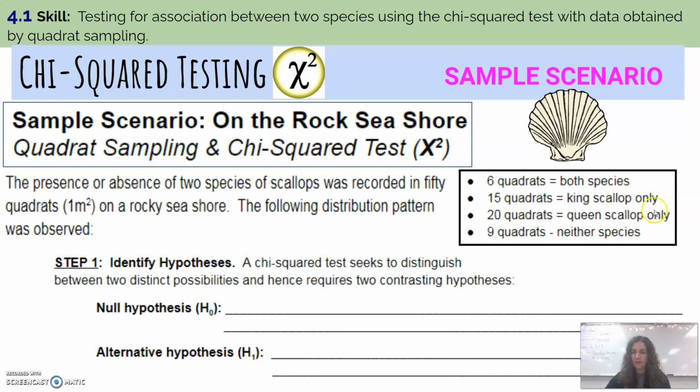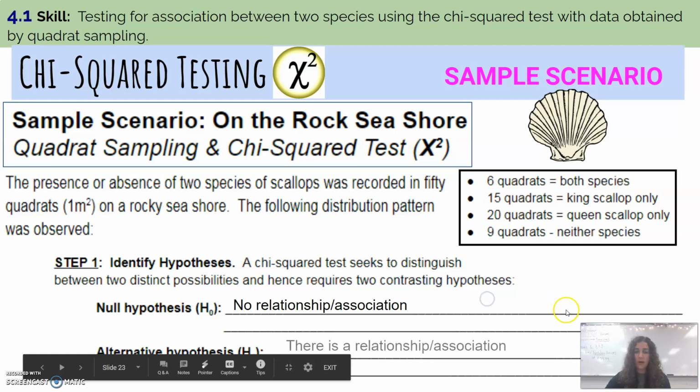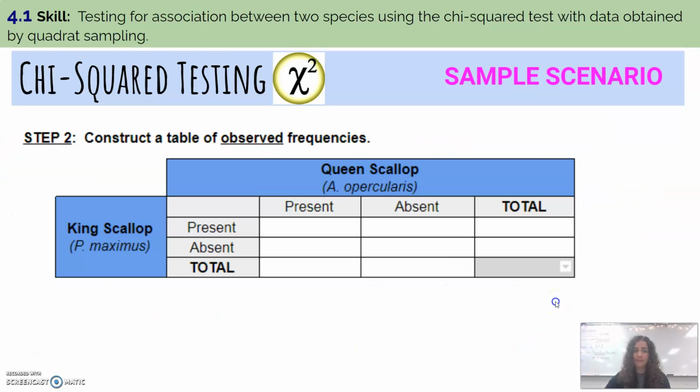And that distribution pattern is in this rectangle over here. You can see 6 quadrats had both species, 15 quadrats had the king scallop only, 20 quadrats had the queen scallop only, and 9 quadrats had neither species. So in a chi-squared test, step 1 is to identify the hypotheses. We have to distinguish between 2 distinct possibilities, so we always need 2 contrasting hypotheses. Our null hypothesis is always that there's no relationship or association. And our alternative hypothesis is that there is a relationship or association between the 2 species and where they're located.